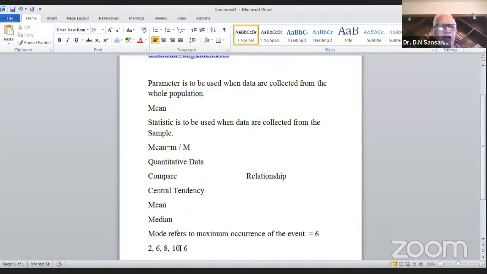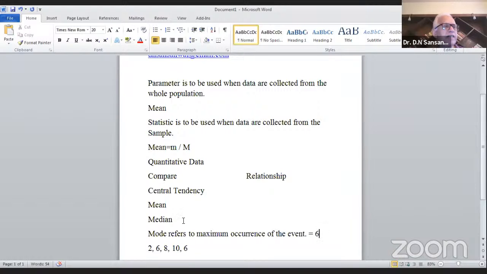You see, if you want to open a shop where you want to sell tea leaves, which tea leaves will you keep more? You will agree with me that you keep more of the tea leaves which are more in demand during that particular period. So therefore, you are using mode in your daily life.